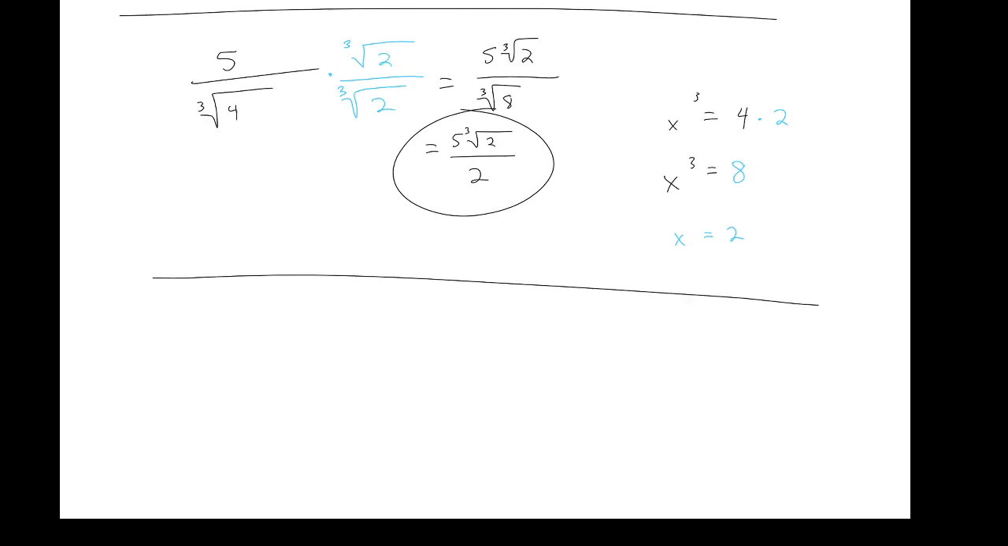Kind of a tricky one. Last but not least here, we're going to start rationalizing denominators with a conjugate, okay? And here's the conjugate: 4 plus 2 minus rad 5.